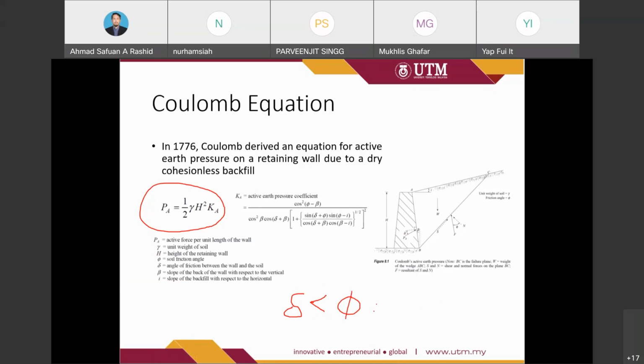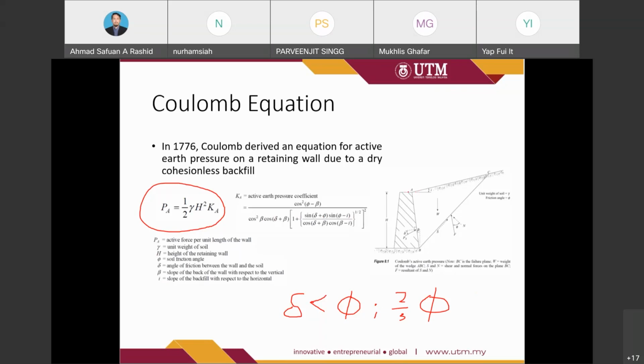Secondly, if we are not provided with the value of this data, we may assume it is 2/3 of phi. That is for the friction angle between wall and soil. Then we have here i, which is the slope of the backfill with respect to the horizontal.